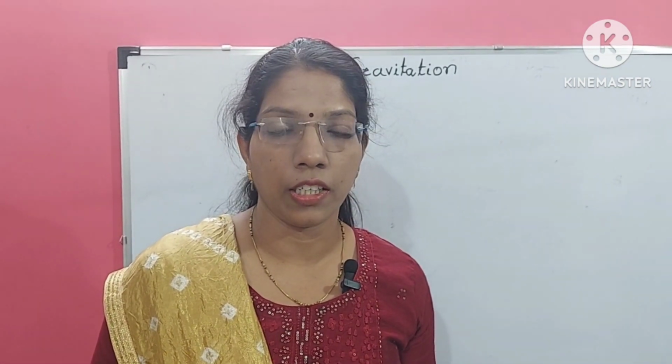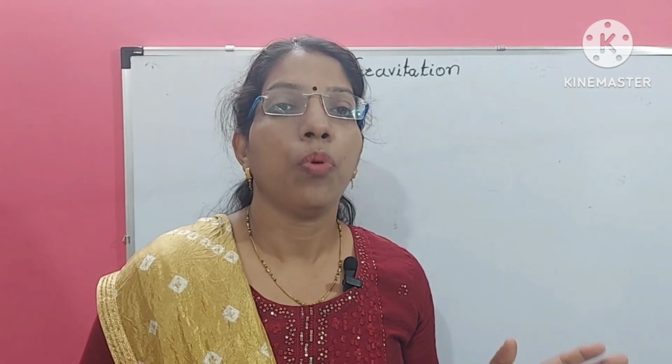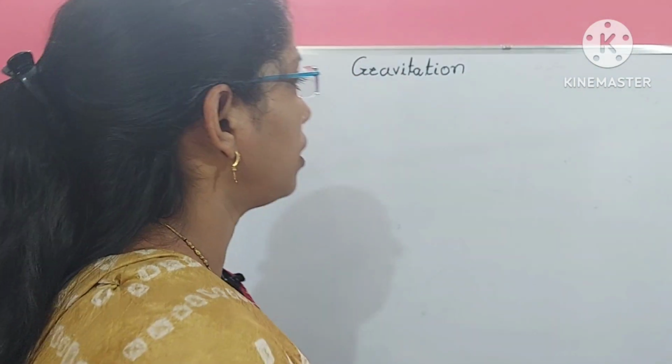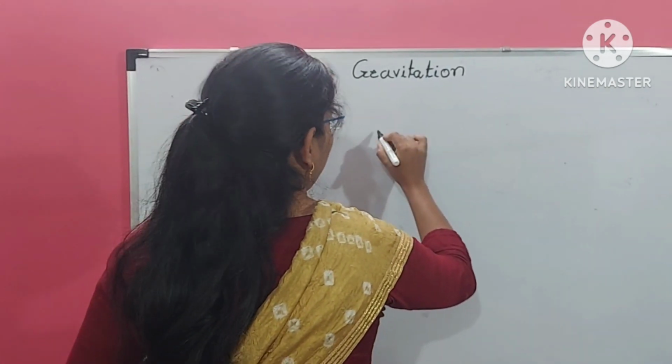Another type of non-contact force is gravitation, and we all know that it is due to the earth. So the earth attracts things towards its center, and it is also called gravity, and due to which things fall in a downward direction, that is called gravitation. So the force exerted by the earth, due to which things fall in a downward direction, and the force is directed towards the center of the earth, is called gravitation.